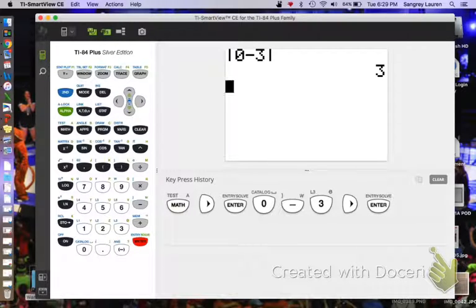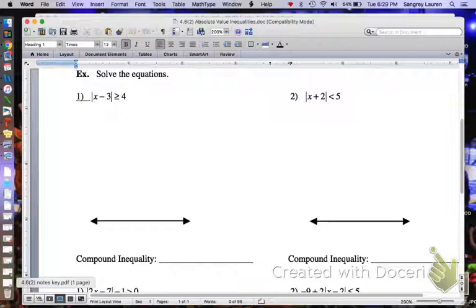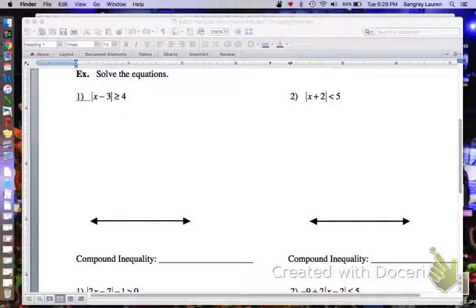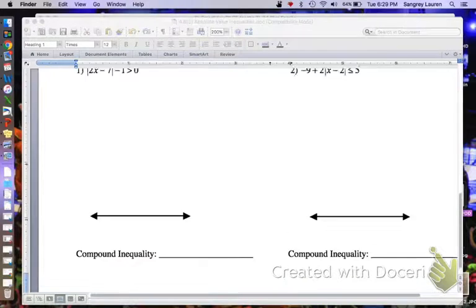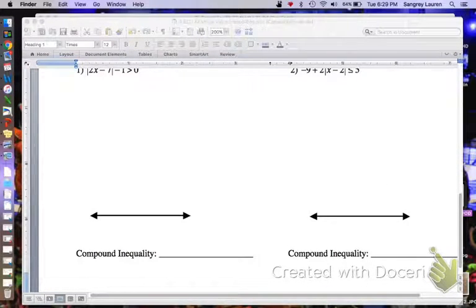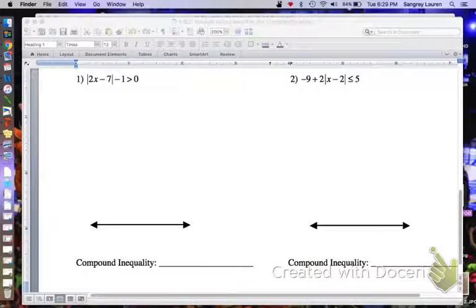All right, let's look at number 3 and 4. Apparently it says 1 and 2 again, but these are the next two problems. Okay, so we see the inequality symbol. So first thing to do is make it into an equal sign.